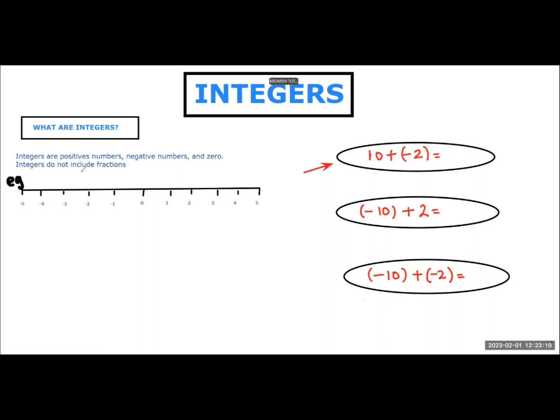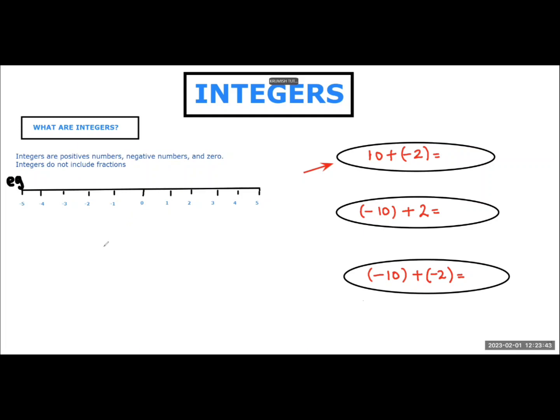What are integers not? It does not include fractions, so it will not be the pieces in between the whole numbers. So it will not be this little piece here or this or that. There's no numbers in between that can qualify as an integer. It has to be only the whole numbers, okay? And it's negatives and 0.